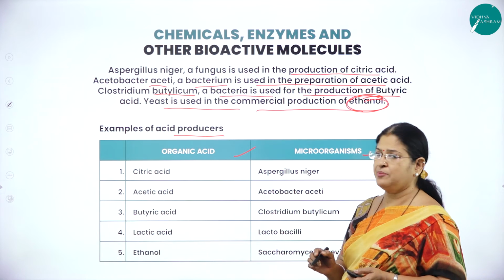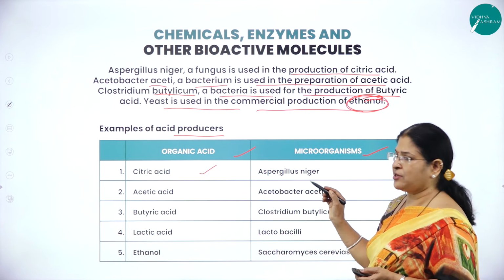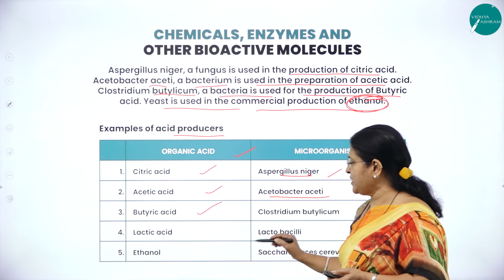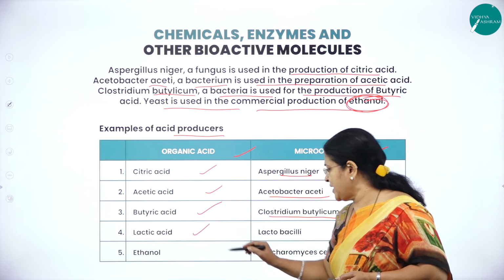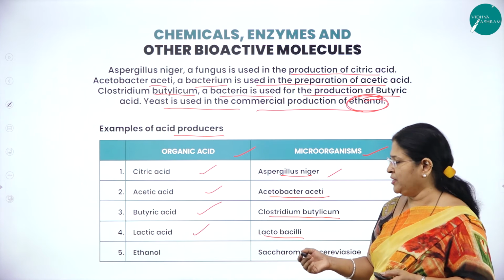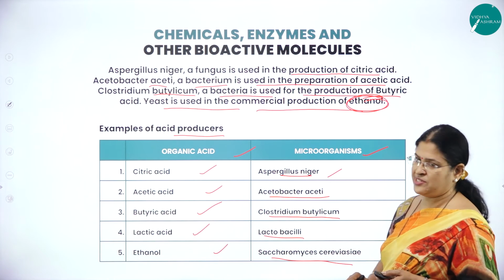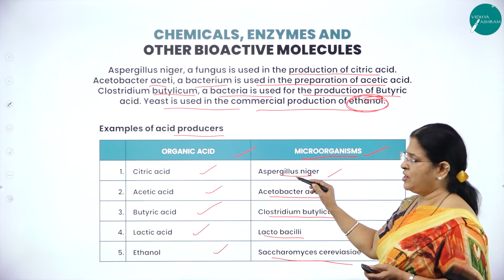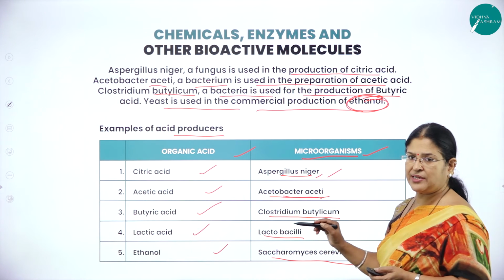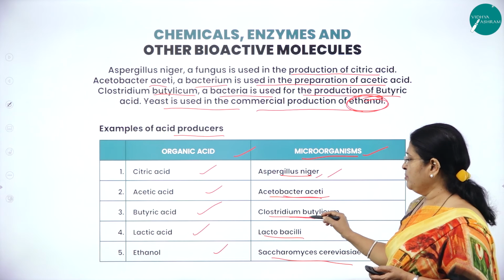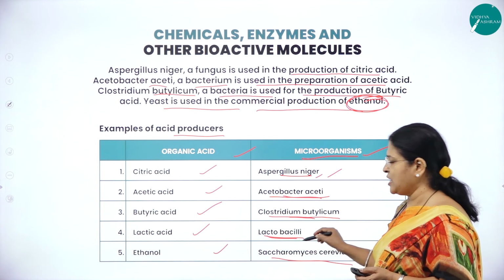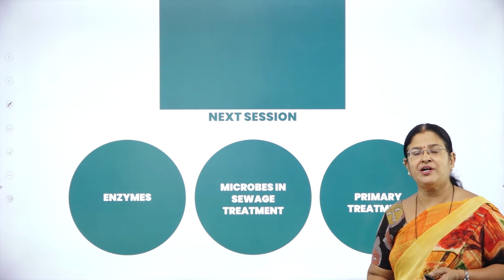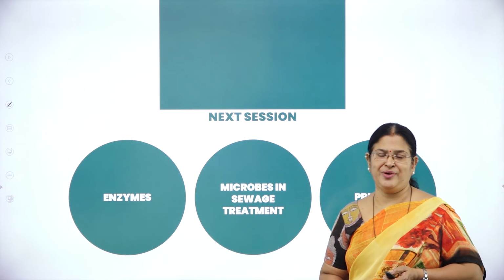So examples of acid producers. Citric acid, the microorganism is Aspergillus niger. Acetic acid, Acetobacter aceti. Butyric acid, Clostridium butylicum. Lactic acid, all of you know, Lactobacilli, LAB. Ethanol, Saccharomyces cerevisiae. I repeat: citric acid, Aspergillus niger; acetic acid, Acetobacter aceti; butyric acid, Clostridium butylicum; lactic acid, Lactobacilli; ethanol, Saccharomyces cerevisiae. Hope you have understood all the concepts I have explained in today's session.